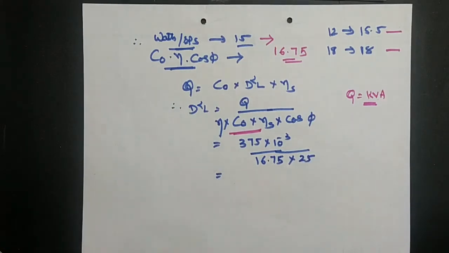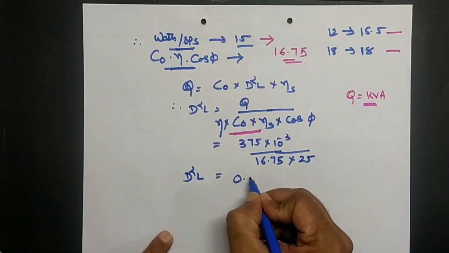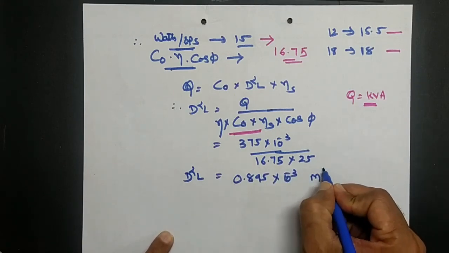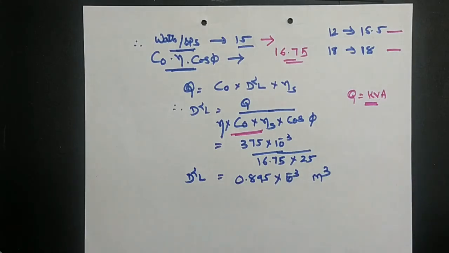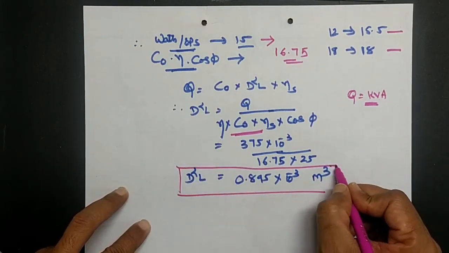So d square L is the volume of the machine, in meter cube. So 375 divided by 16.75 and divided by 25 comes to 0.895 multiplied by 10 raised to minus 3 meter cube. So we have calculated one quantity, and that is d square L, the volume of the machine.